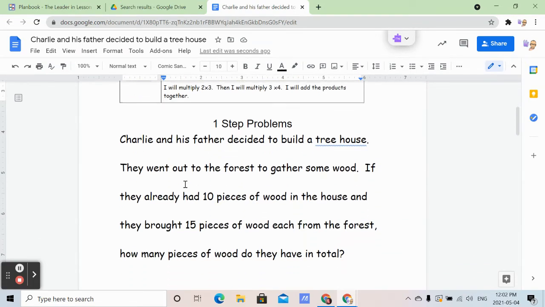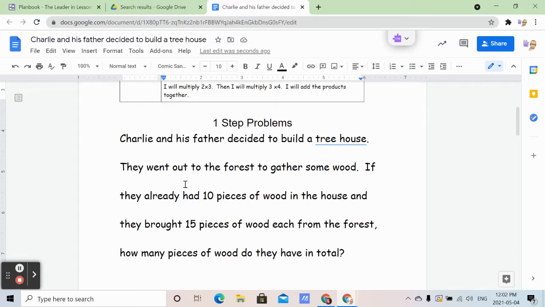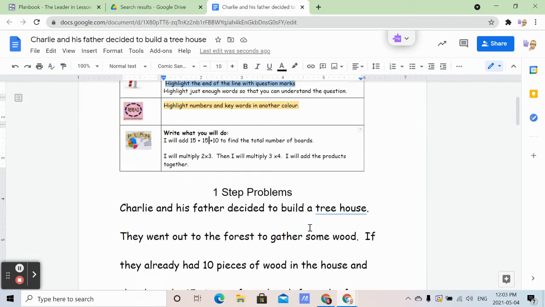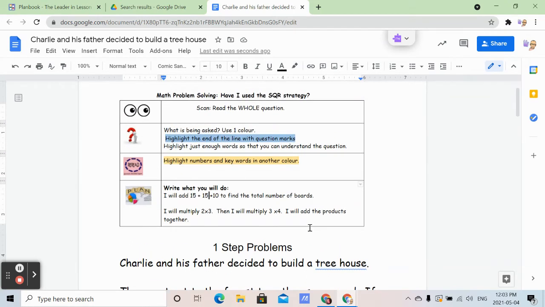So here we have the problem. Charlie and his father decided to build a treehouse. They went out to a forest to gather some wood. If they already had 10 pieces of wood in the house and they brought 15 pieces of wood each from the forest, how many pieces of wood do they have in total? Okay, I read it. So I got a general idea of what the question's about. Now my strategy is this.